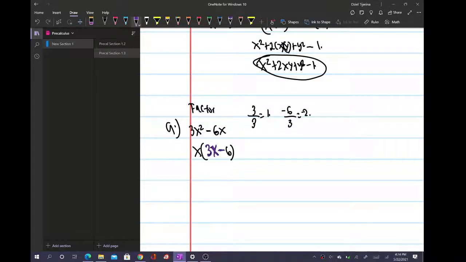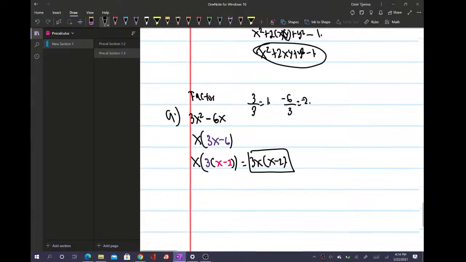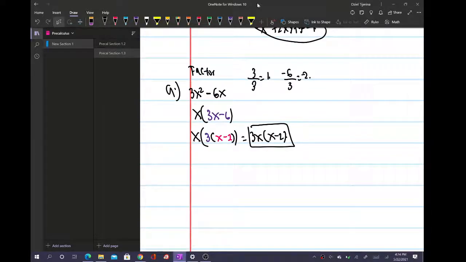I can color code this really quick so that you guys can understand what I'm saying. Then I can say this is equal to x times 3 times the quantity x minus 2, right? And what is this all equal to? Well, this is equal to 3x times x minus 2. And this would be the final answer, factored. Okay.